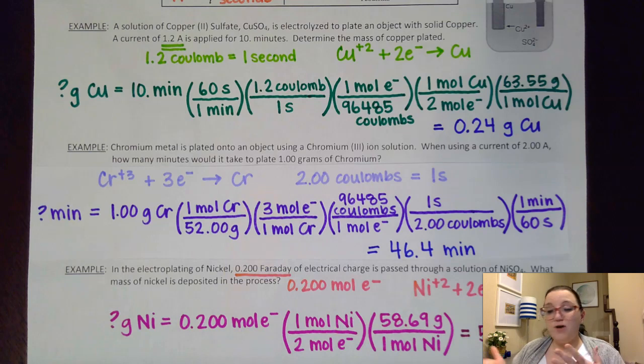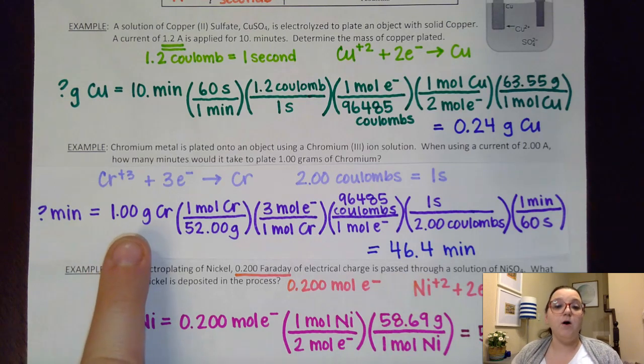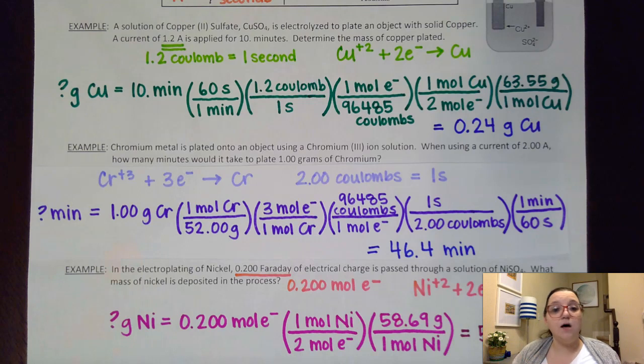Okay, so that means if I let this electrochemical cell, and specifically an electrolytic cell, since it's electroplating, let it run for 46.4 minutes, eventually I will have plated a whole entire gram of chromium onto some new object. All right, we've got one last problem here.